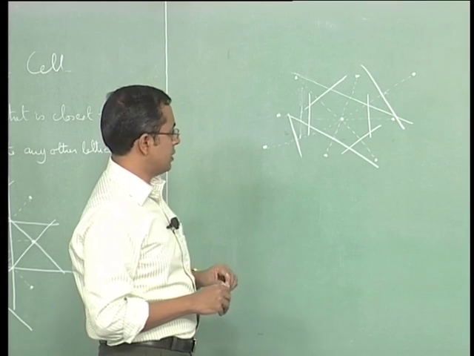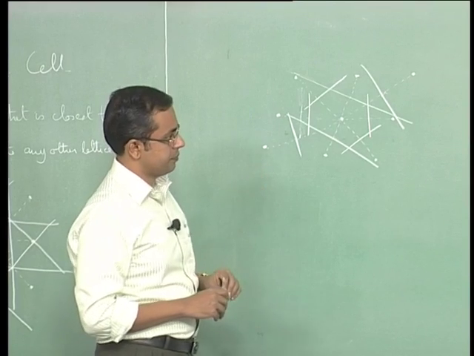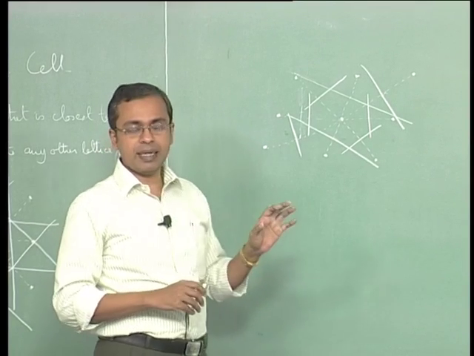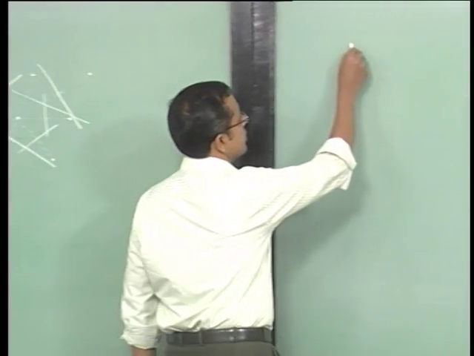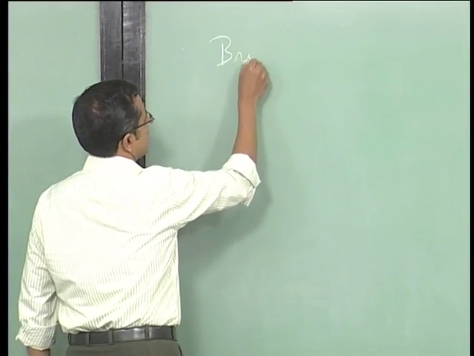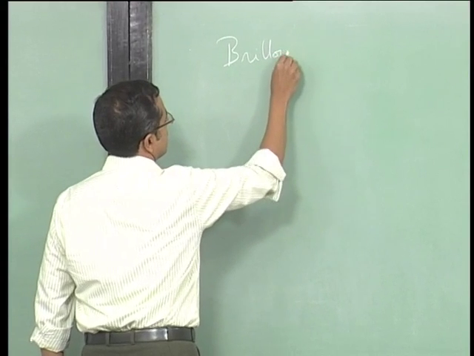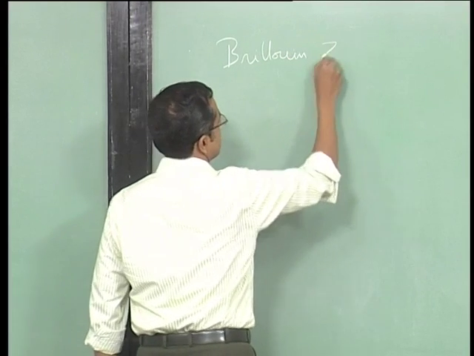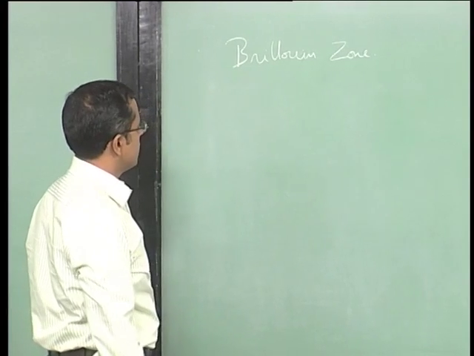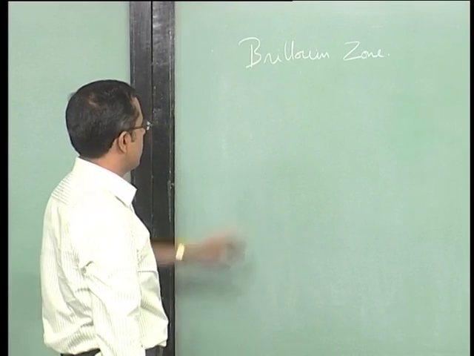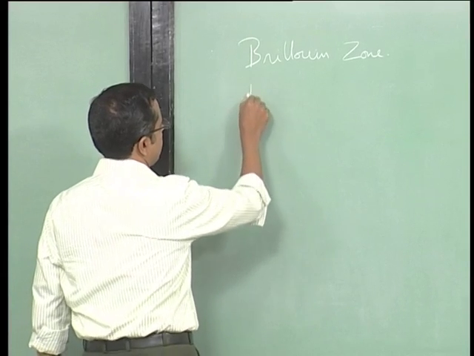So we have seen this first description called Wigner Seitz cell. Now we will define another term which is called a Brillouin zone. Okay. We will define 2 terms actually, a Brillouin zone, and something called a Bragg plane.